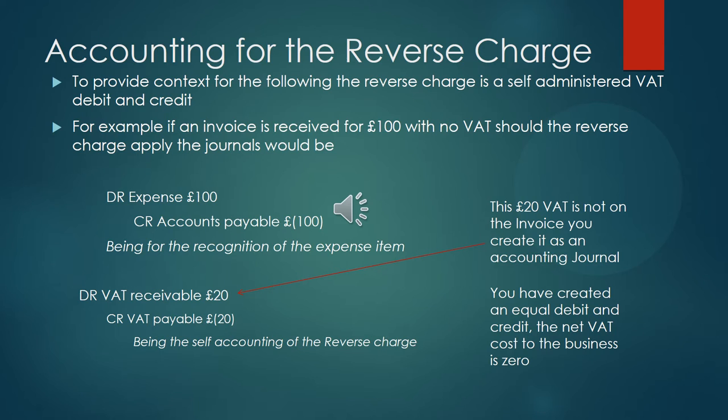Again, to really hammer this home, the £20 VAT is not on the invoice. You create it yourself. It's an accounting journal. You're never going to see that £20 on the face of an invoice. If you do, then your supplier's doing something wrong. So that's really the accounting; that's what they mean: debit VAT receivable, credit VAT payable. It nets itself out in fully taxable businesses.